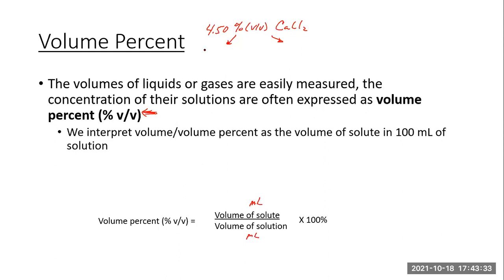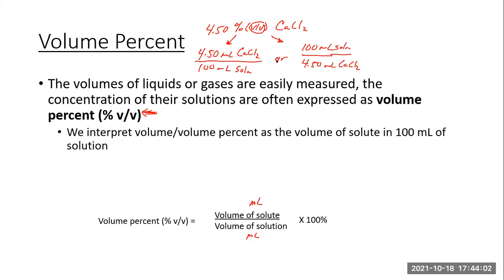And that would mean in this case, you would have 4.5 milliliters of calcium chloride in 100 milliliters of solution. And again, because it's volume to volume here, we're using milliliters and milliliters, which are obviously volumes. Or again, you could flip it around and use 100 milliliters and 4.50 milliliters of calcium chloride. That would be 100 milliliters of solution.